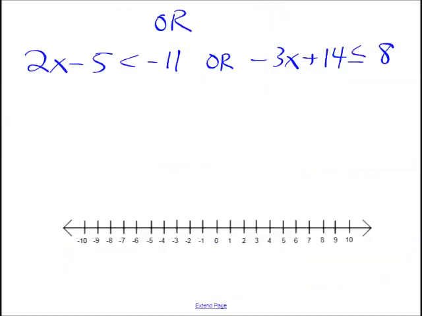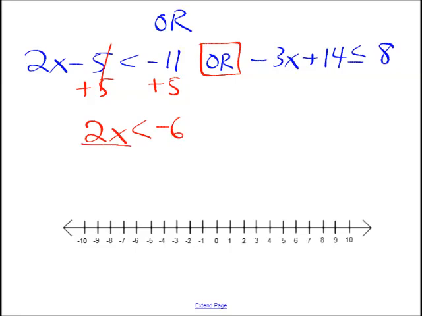So let's do two examples. First we're going to start with an or statement. We have 2x minus 5 is less than negative 11, or negative 3x plus 14 is less than or equal to 8. What we do is we solve each inequality and we graph our answers on the same number line. Over here I would add 5 to both sides. So we get 2x is less than negative 6. We'll divide both sides by 2. So x is less than negative 3.